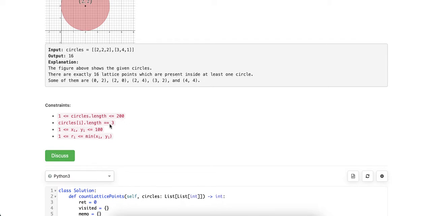Of course, each circle contains three pieces of information, right? The center and the radius. And the points are between 1 and 100. Okay, so here we can limit the space to 1 to 100.